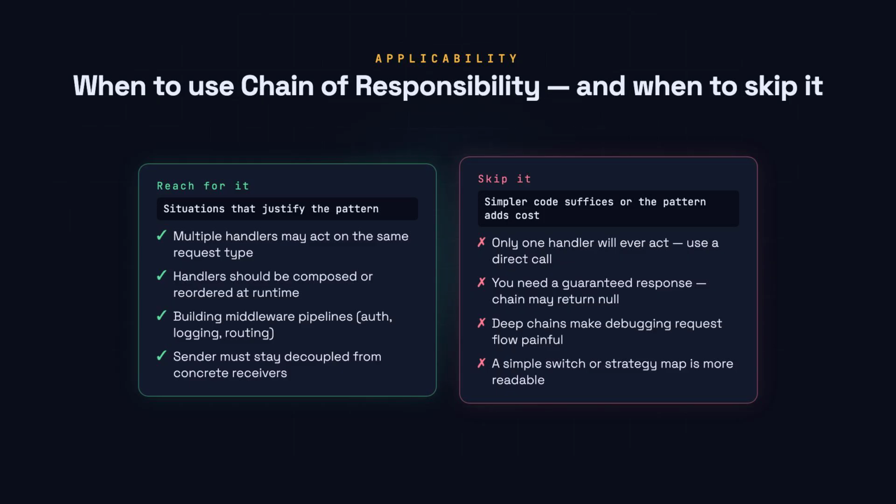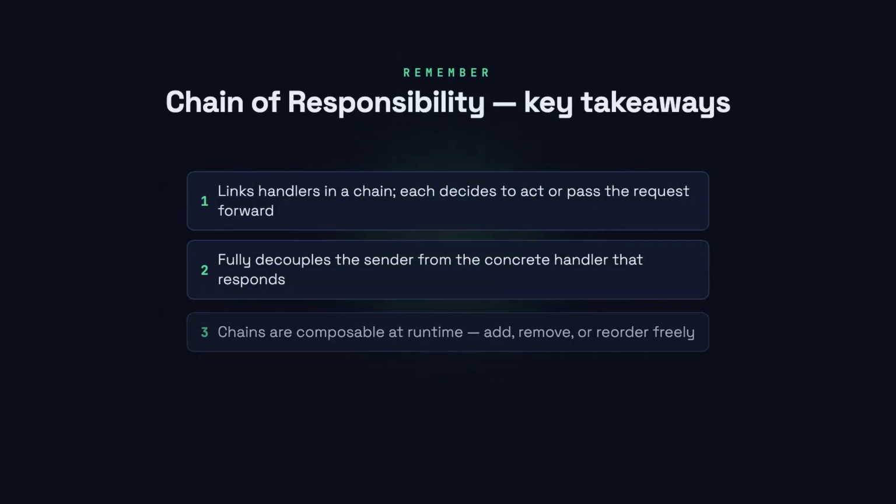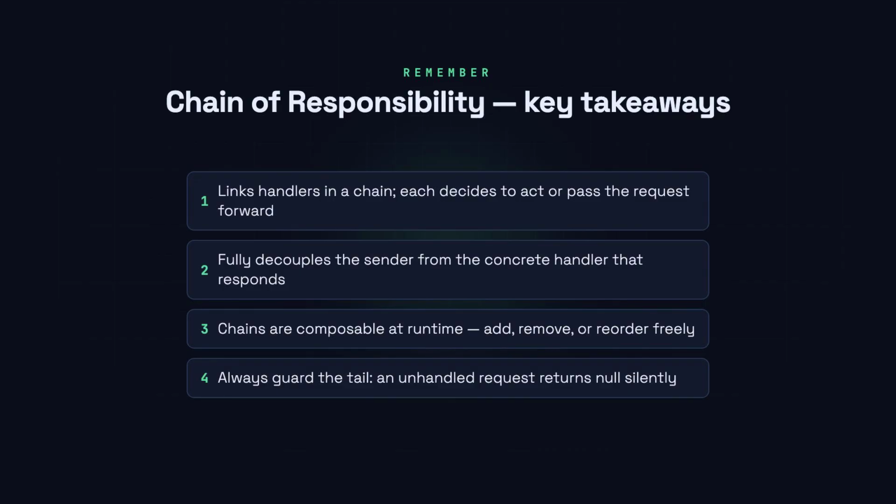To recap, chain of responsibility connects a series of handler objects, so a request travels the chain until one of them acts on it. The sender never knows which handler will respond, which keeps it fully decoupled from the processing logic. Because the chain is assembled at runtime, you can extend behavior without modifying existing handlers. Just remember the key gotcha: if no handler matches, the request disappears quietly, so always think about what should happen at the end of the chain.